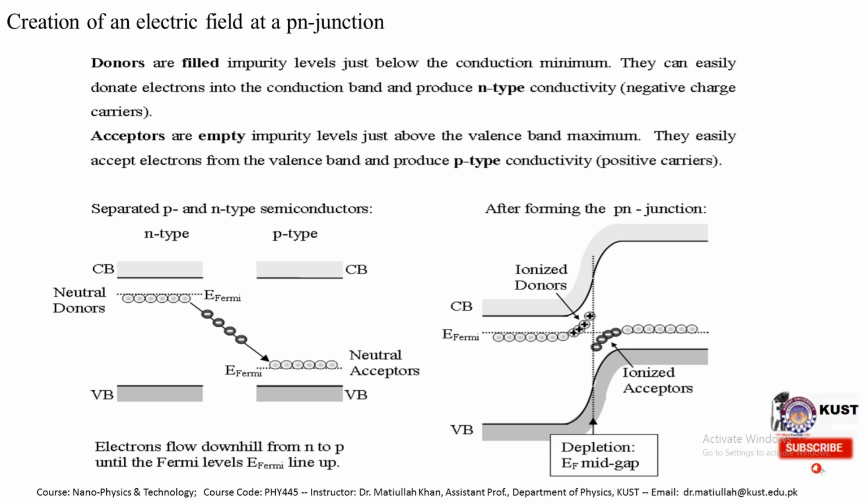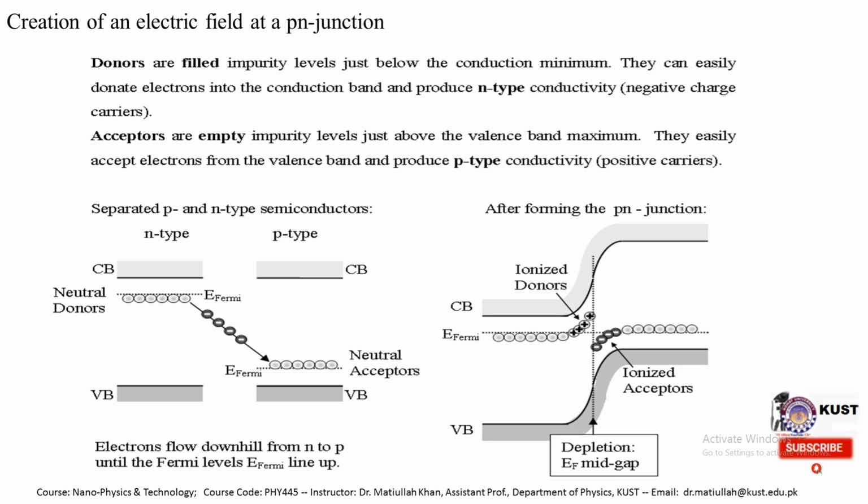So, creation of electric field at the p-n junction. How is the electric field created at the p-n junction? The donors are filled impurity levels just below the conduction band minimum, and they can easily donate electrons into the conduction band and produce n-type conductivity, that is, negative charge carriers.